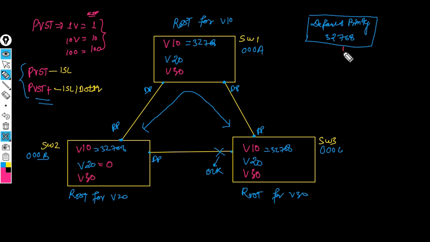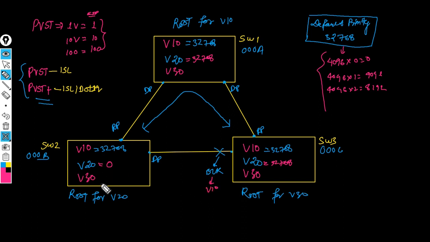Always remember, whenever you are decreasing the priority, it has to be a multiple of 4096. So it can be 0, or 4096 times 1, or 4096 times 2 like 8192, but it has to be less than 32768. So I can say 0 for this one, and 32768 for this one, 32768 for this one.